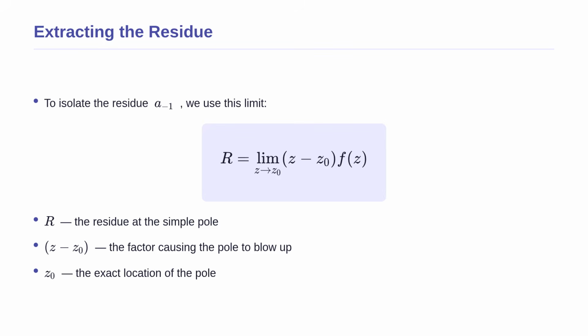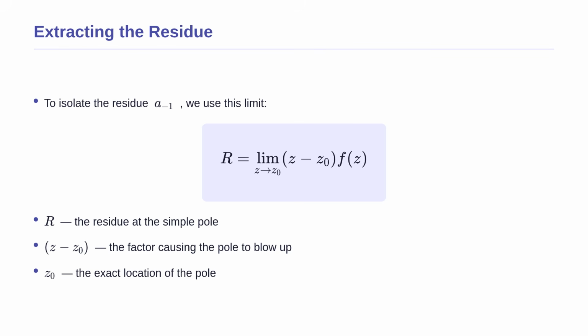This formula we just saw leads us to an important question. How do we actually calculate that residue without writing out an infinite series? The answer is this highly useful limit formula. Conceptually, to isolate the residue, we multiply the entire function by the factor z minus z0. This cancels out the problematic denominator. Then, we force z to get closer and closer to z0 by taking the limit. When we do this, all the other terms in the series vanish to 0, leaving only our residue r.